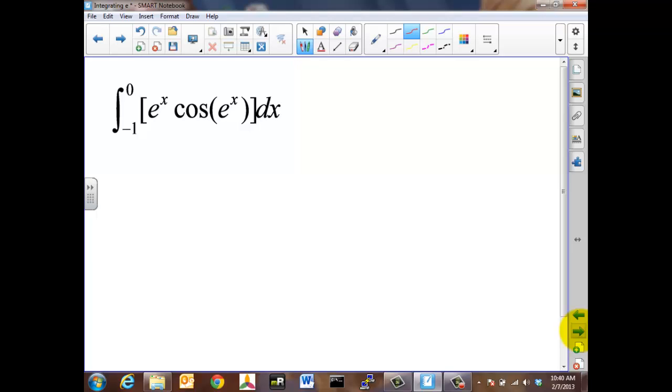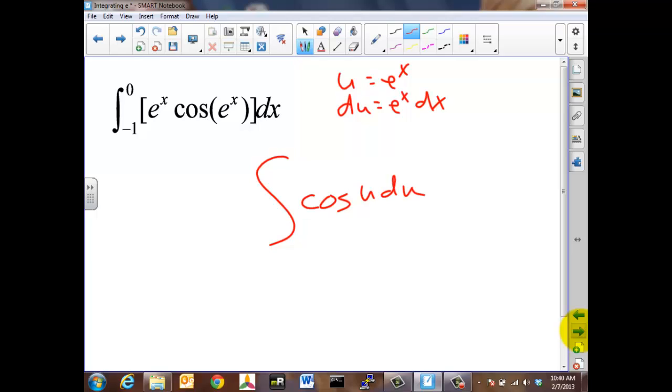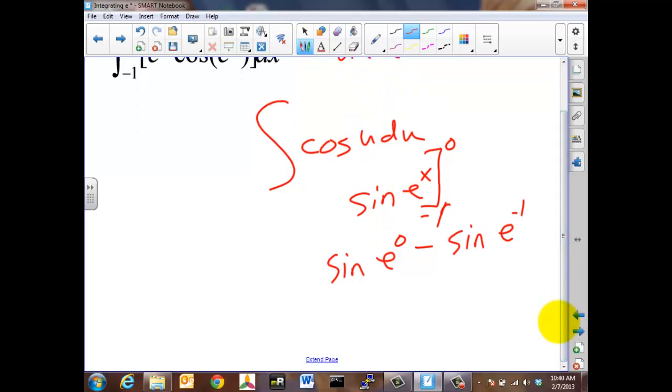All right. What do you think happens there? U would be e to the x. So we're just integrating cosine u. What's the integral of cosine? Sine, yeah. Sine of e to the x, evaluated at -1 and 0. Sine of e to the 0 minus the sine of e to the -1, which is sine of 1 minus sine of 1 over e. And if you had a calculating device, you could figure out what that is, and we don't really care.